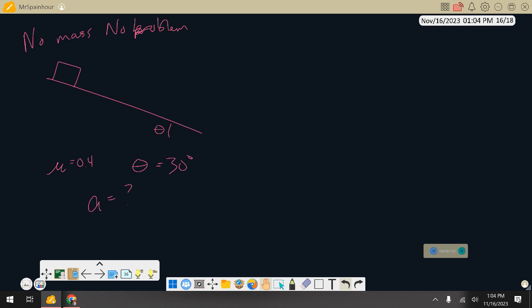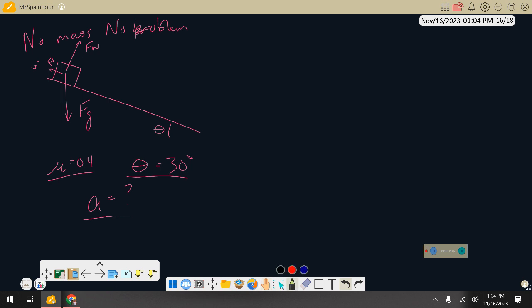So here we have an object that is going to be sliding down the hill. We know its coefficient of friction, we know the angle of the hill, we know the acceleration, we do not know the mass. So we're going to do force diagram first. Force gravity goes straight down, force normal goes up and perpendicular, and force friction goes straight back.